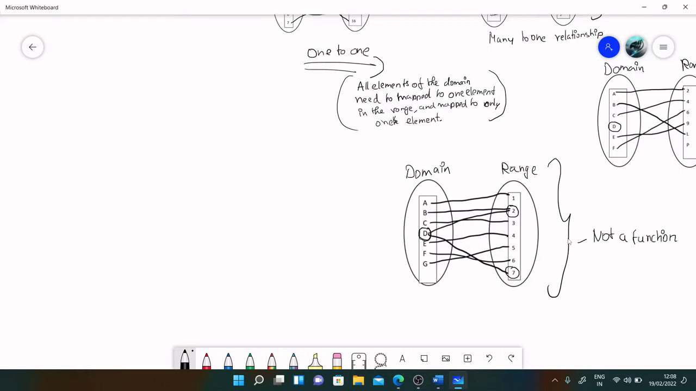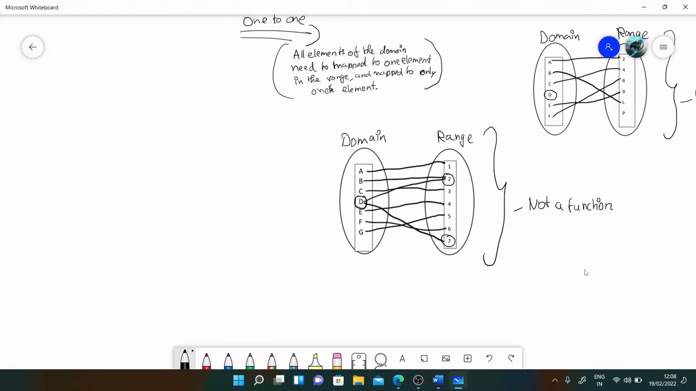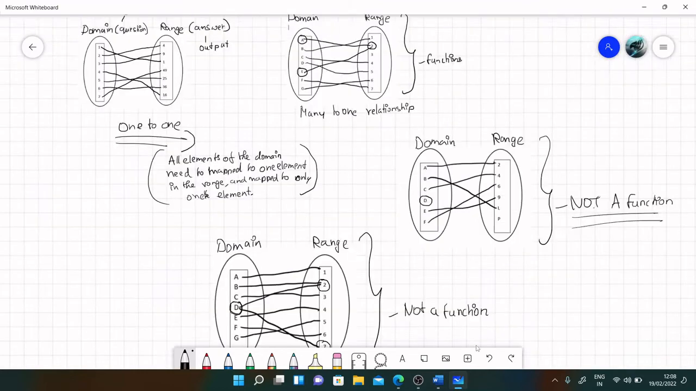One element in the domain cannot be mapped to more than one element in the range. We have clearly mentioned that here. And only map to only one element. That's very important. So these kinds of examples are not a function. This relationship over here, we can also call a one-to-many relationship. One-to-many relationships are not accepted in functions.